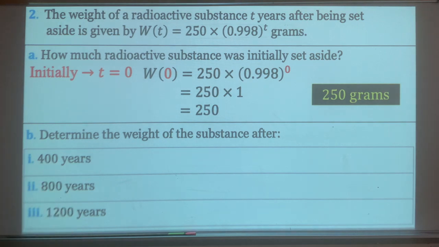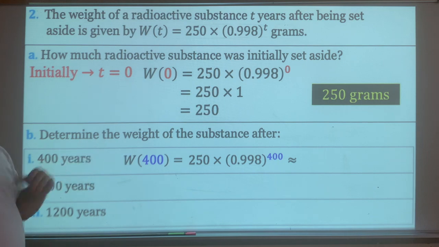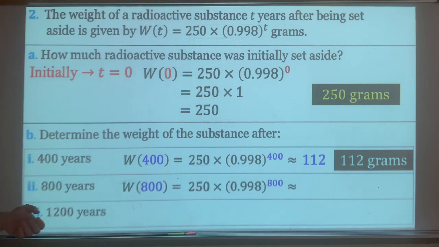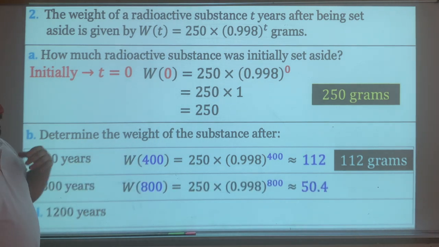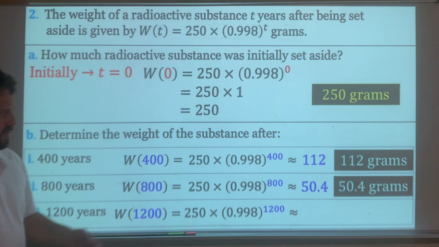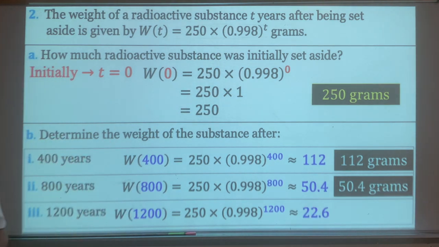Find the weight after 400, 800, and 1200 years. W(400) equals 250 times 0.998^400, which is about 112 grams. W(800), 250 times 0.998^800, is approximately 50.4 grams. And after 1,200 years, 250 times 0.998^1200 is approximately 22.6 grams. That's two.